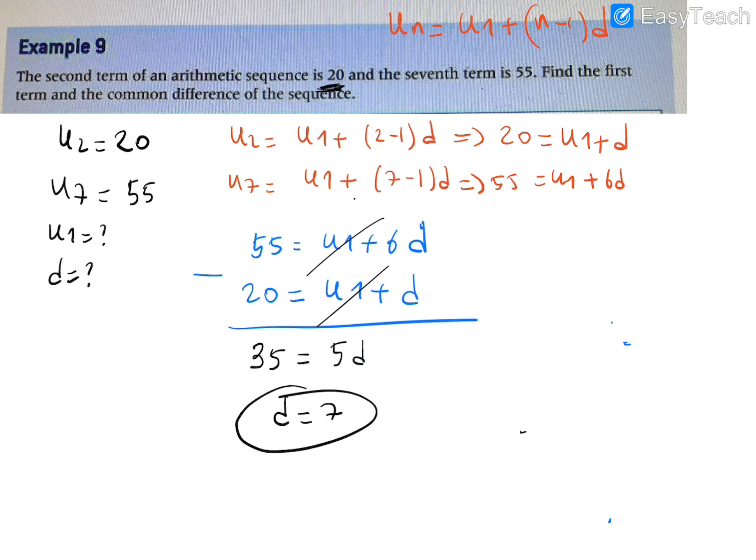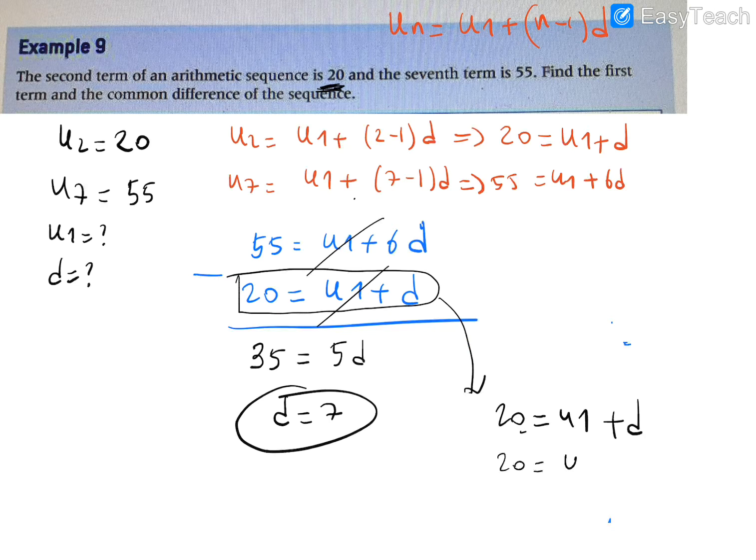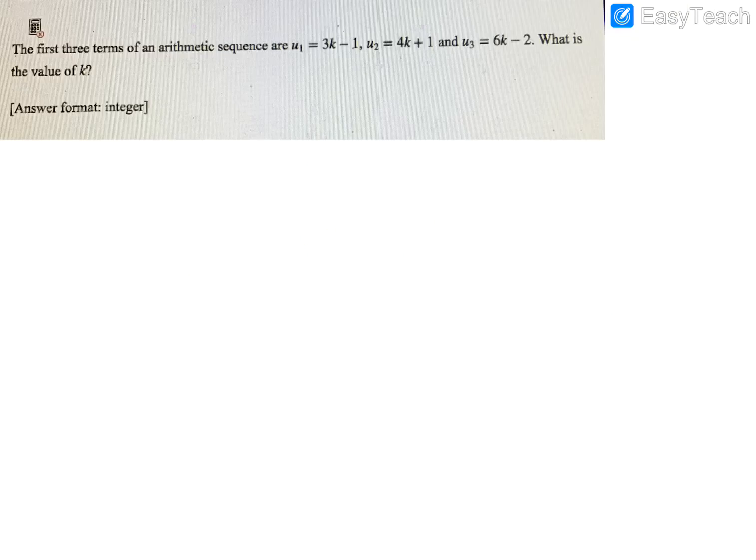Once you get the d, we can find out the first term. How? Let's pick one of these equations. I'm gonna pick that one. So 20 equal to u1 plus d, and I know that d was 7, then u1 will be 13. That's it. So let's look at the last question, and then for the next video I'm going to put the sum of the arithmetic series and sequences.